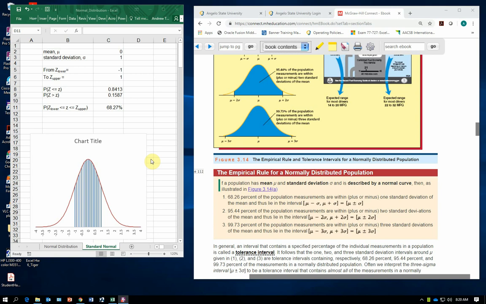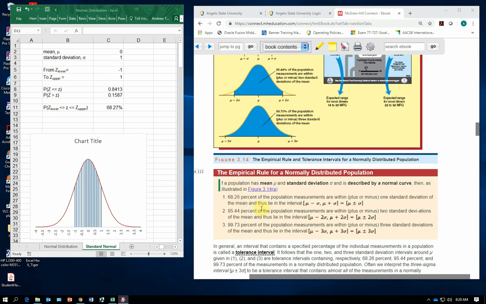Okay, in this video I go over the empirical rule. The empirical rule was introduced in chapter 3. It talks about the concepts when we were talking about variability and standard deviations. What you need to memorize, and you do need to memorize, is that there is a relationship between a mean and a standard deviation. The short answer is on page 112.